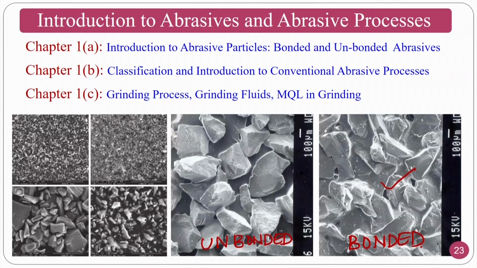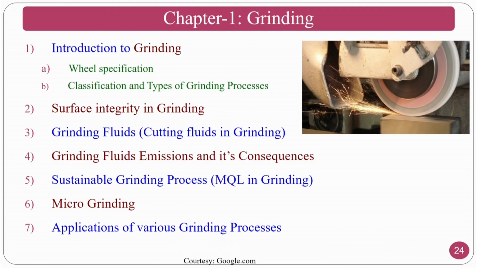Okay. So, this is the surface of a grinding wheel. The last figure is the surface of a grinding wheel, but unbonded means these are the individual particles. It is an individual particle. So, chapter 1 also deals with the grinding process. So, we study the grinding wheel specification, classification of grinding processes. What is surface integrity? That means how you divide it into two things, that is surface metallurgy and surface morphology.